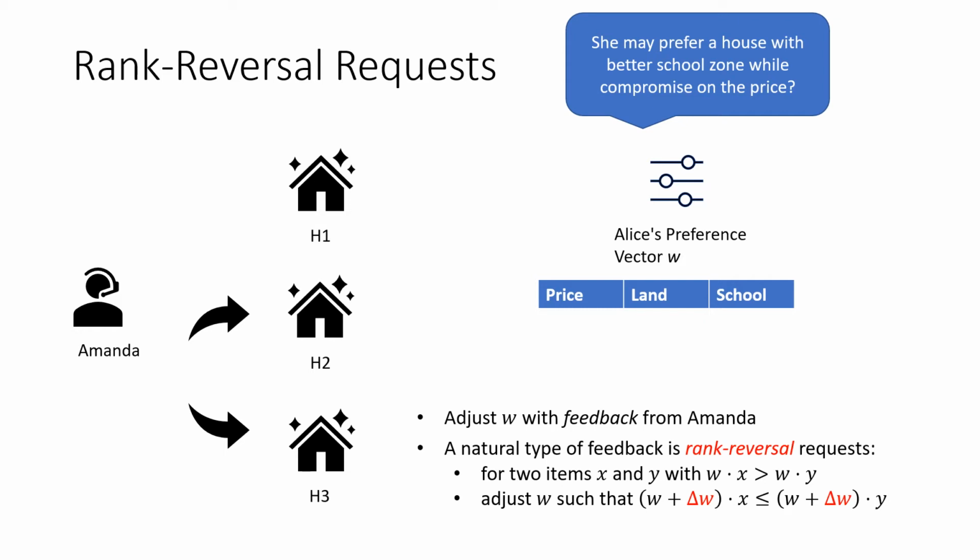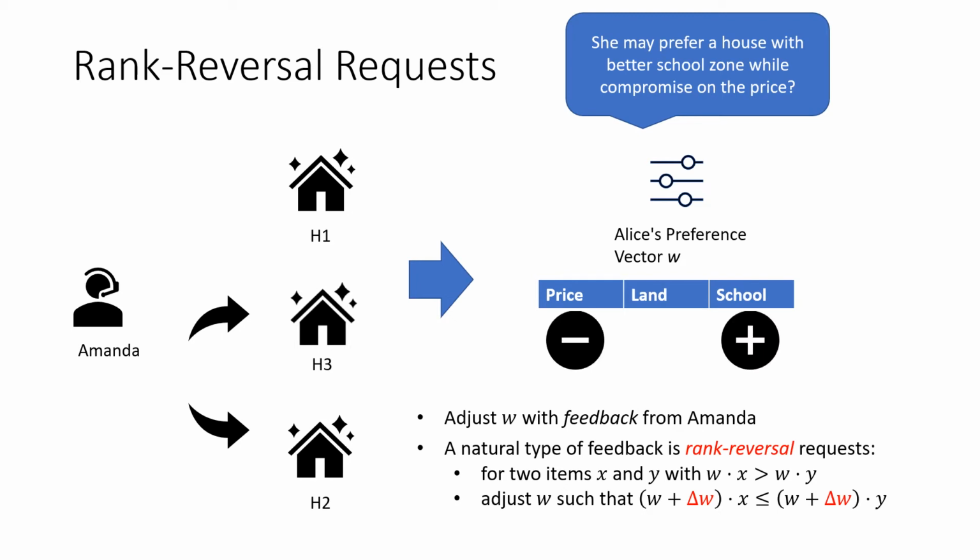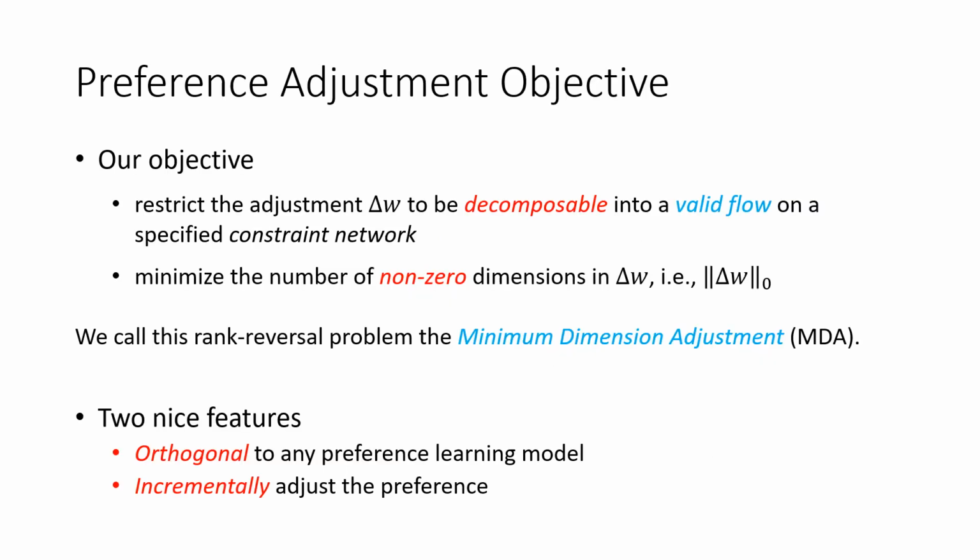The above question can be formulated as a rank reversal operation on two items x and y, and we want to adjust the delta W such that the rank of x and y is reversed. From all of such rank reversal requests, more and more about Amanda's personal preference is revealed, and hence Amanda's preference vector can be incrementally adjusted to meet her preference.